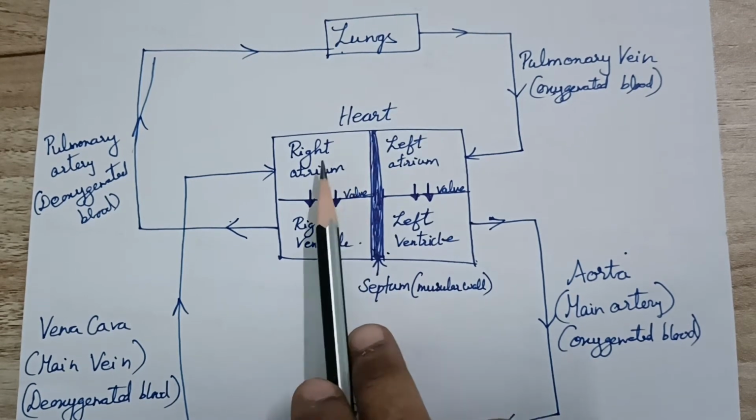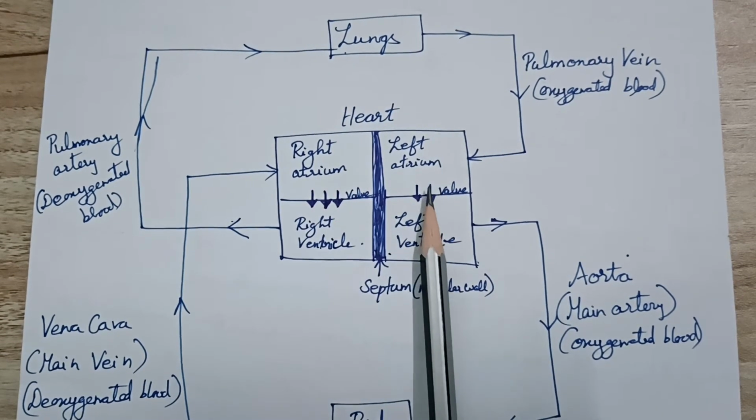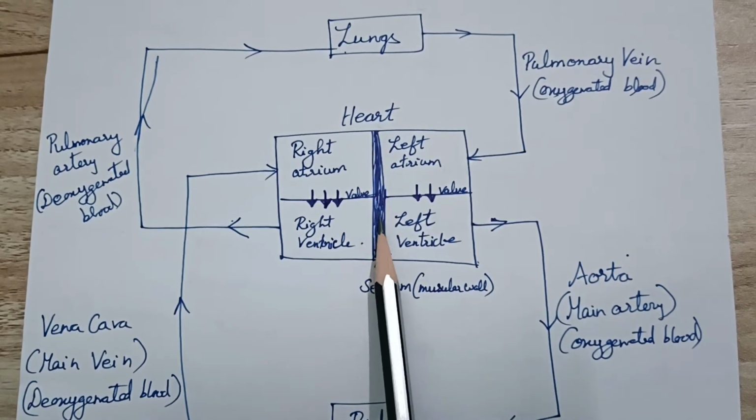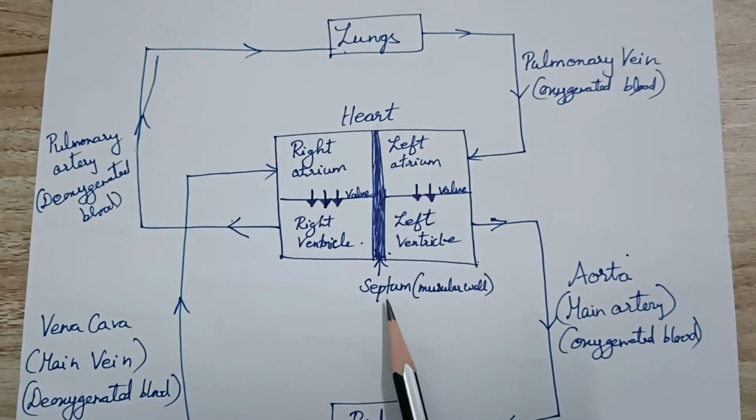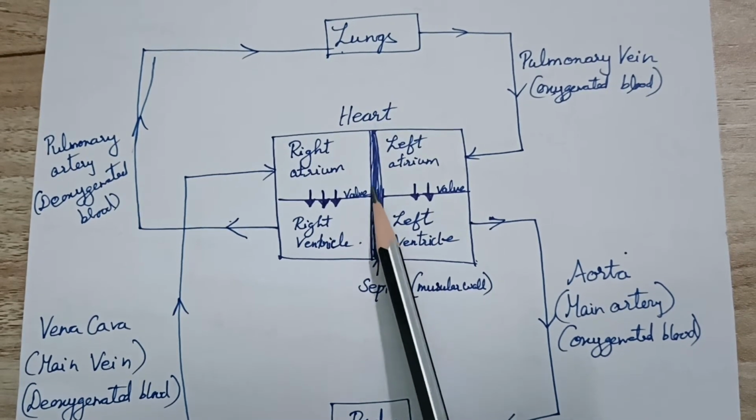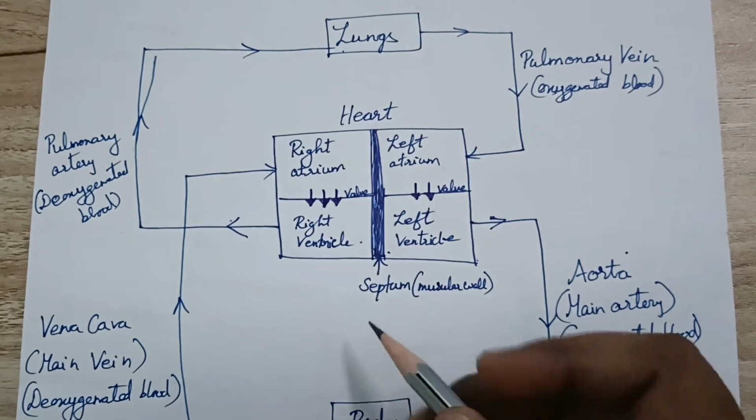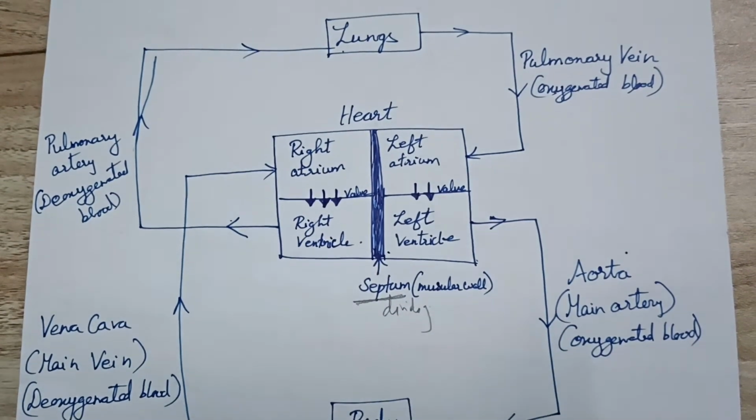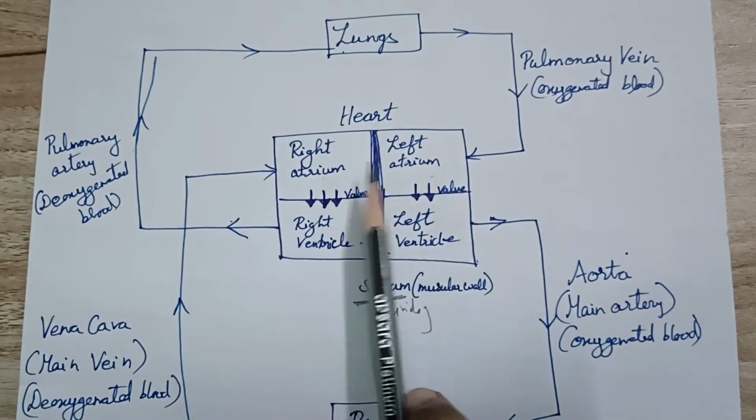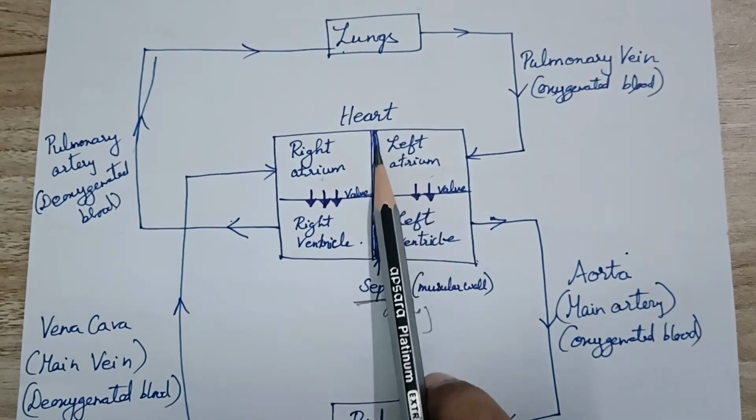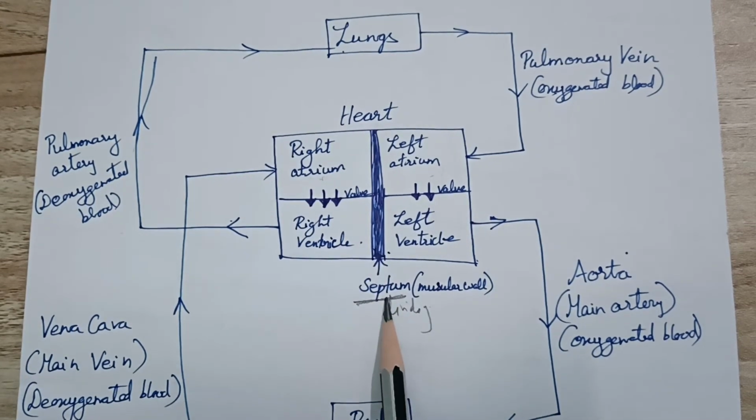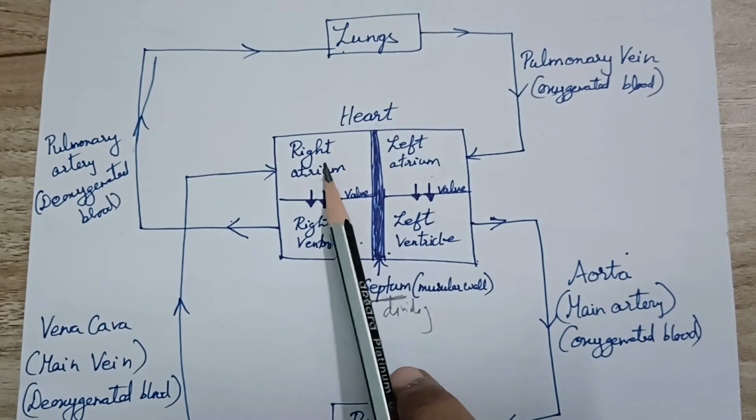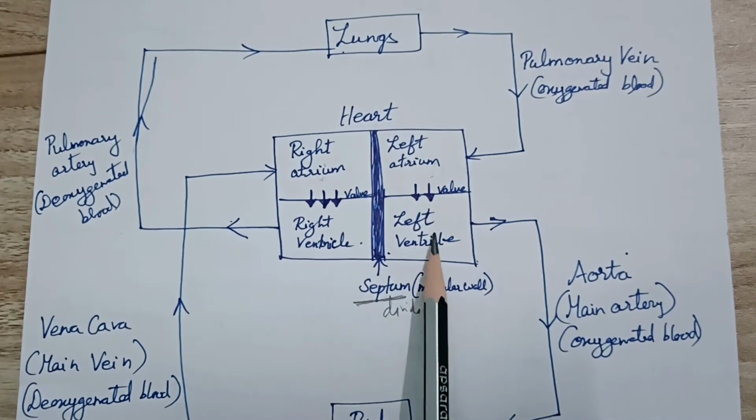It has two sides, a right side and a left side, separated by a muscular wall. This wall is nothing but your septum. This dividing or separating wall is called the septum. So it has two sides, right and left, divided by a separating wall called the septum. Okay, it has four chambers: right atrium, left atrium, right ventricle, left ventricle.